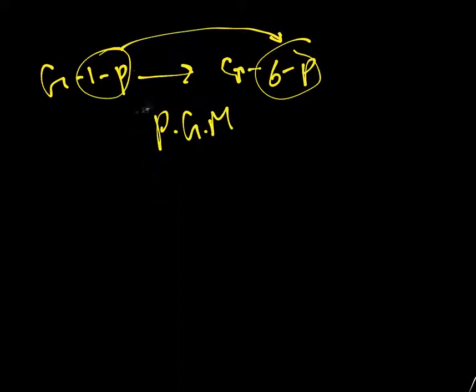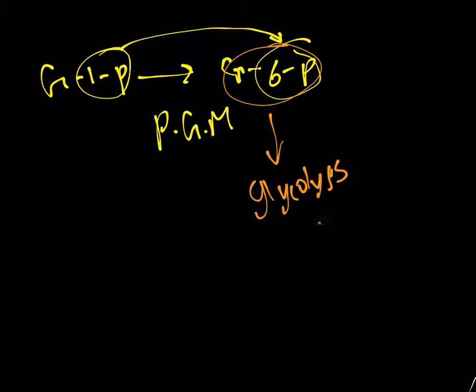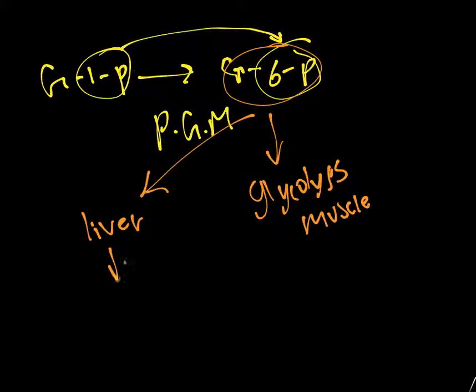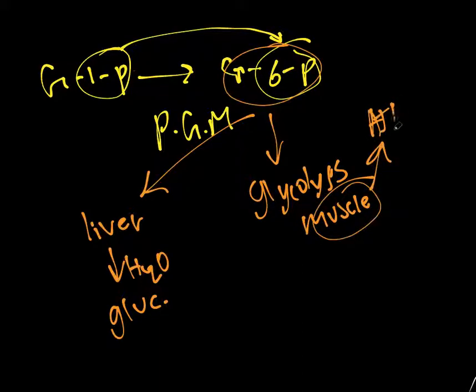So this can undergo glycolysis, which is done in the muscle, or it has the option of going to the liver and being converted to glucose directly through hydrolysis. It's going to break this down. So over here we can get ATP and NADH.